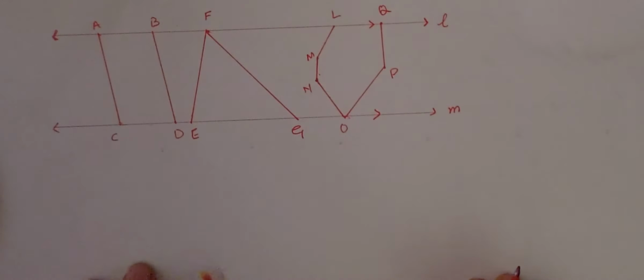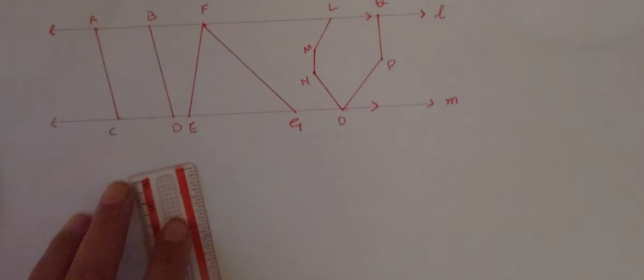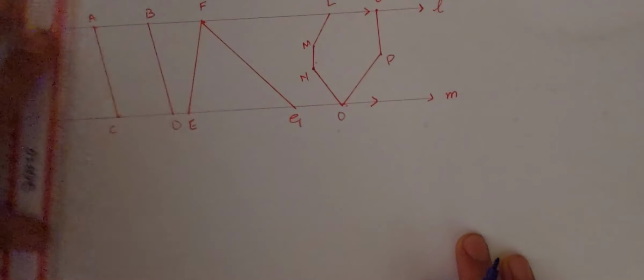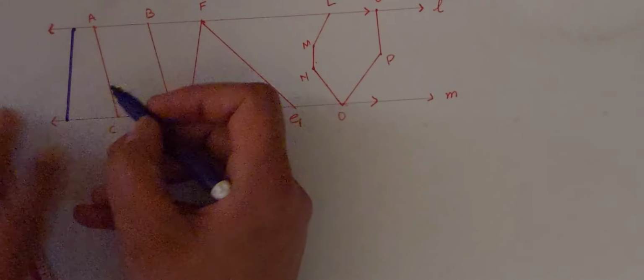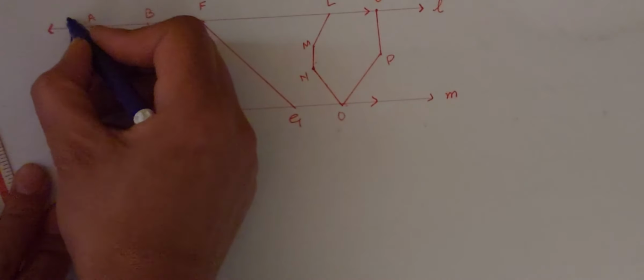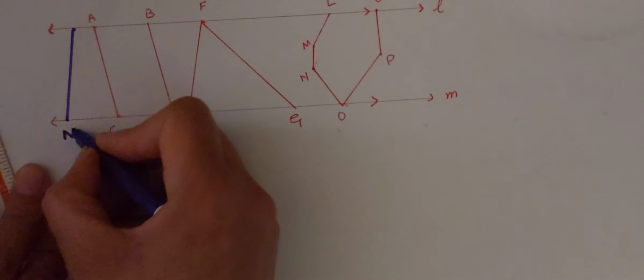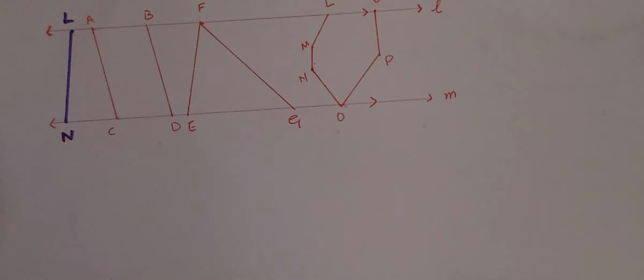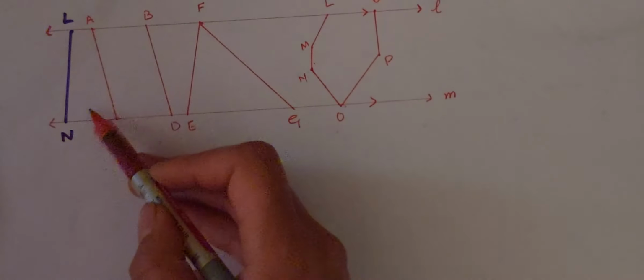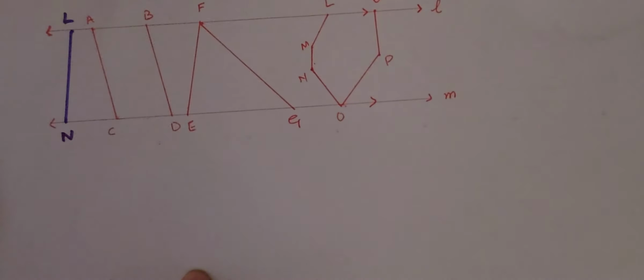Okay, let's make one trapezium also. Let it be here, and the name of this trapezium is ACNL. Okay, so I have made 4 types of polygons here, and this is a quadrilateral, so it's going to have 4 heights.